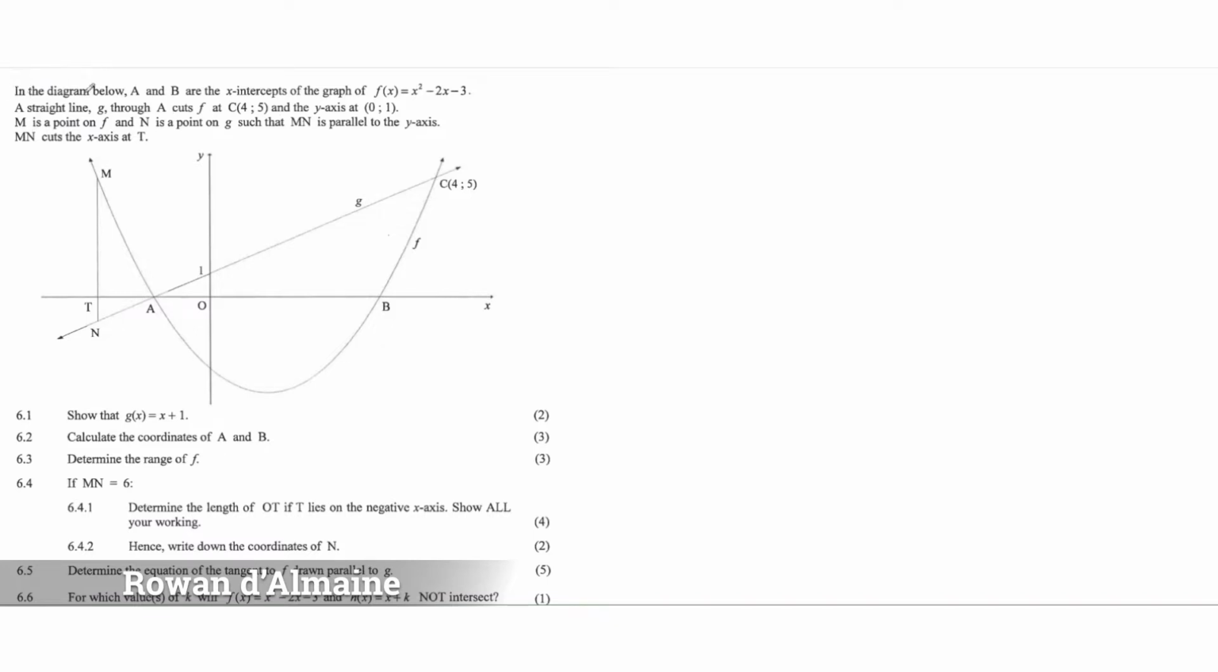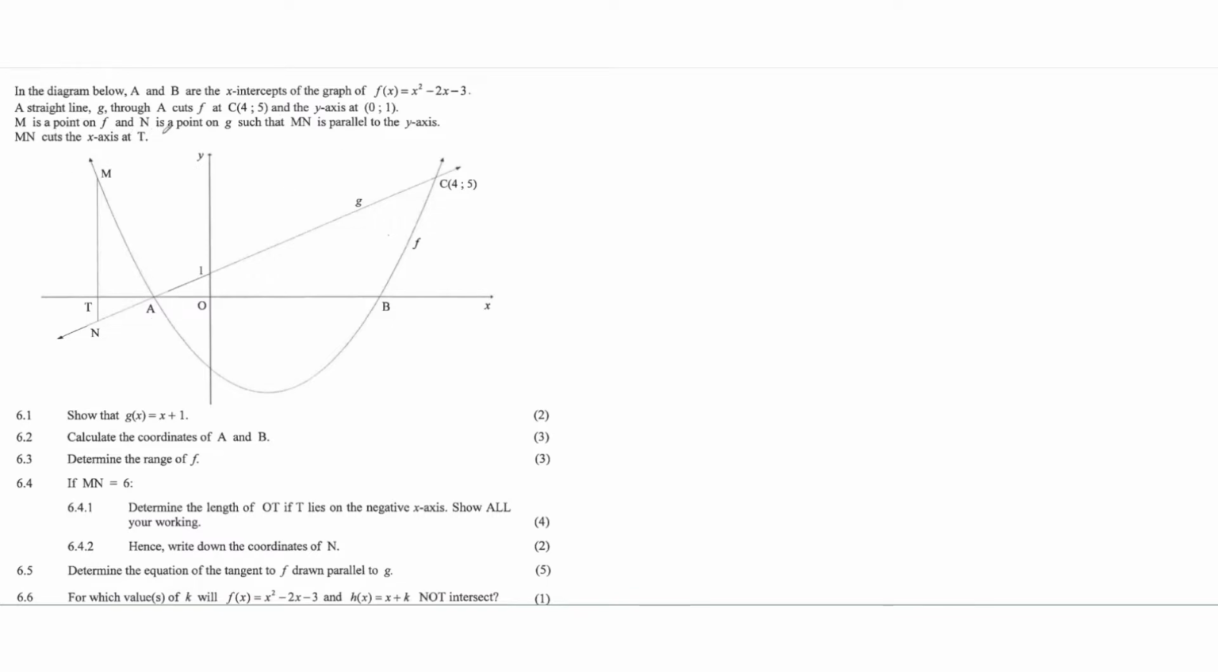In the diagram below, A and B are the x-intercepts of the graph f of x equals x squared minus 2x minus 3. So that's the equation of our parabola here. And they haven't given us the coordinates of our x-intercepts, but those we can work out if we're asked to. A straight line G through A cuts F at C (4, 5), and the y-axis at (0, 1).